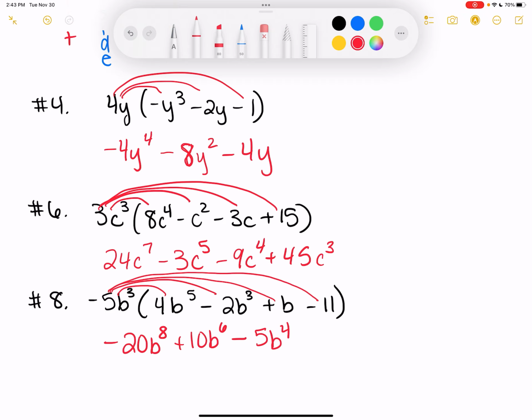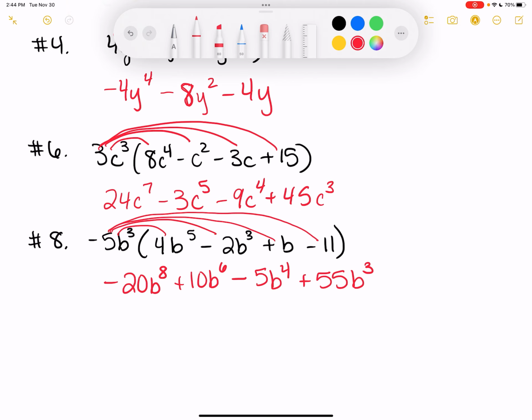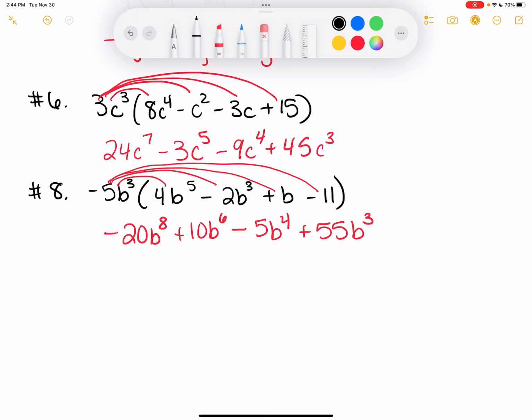Oh, multiplying, I'm doing the wrong one. Negative 5b to the 4th, and then negative 5b cubed times negative 11 is plus 55b cubed. Good job. Beautiful. We okay with that? Yes. I think I remember. I'm ready for a test. Let's give Joey a point.